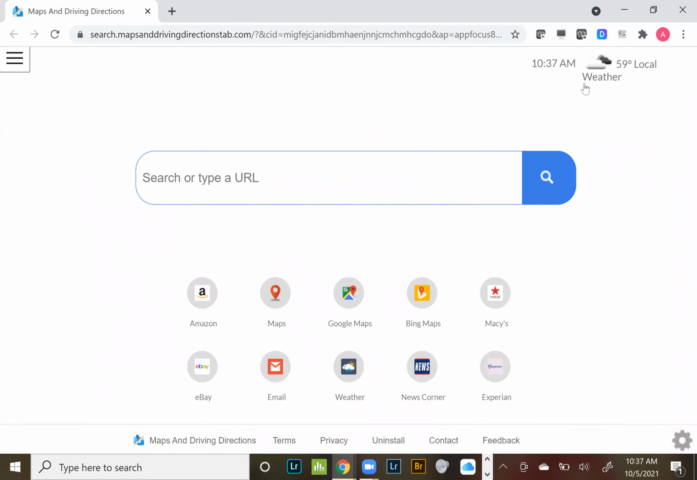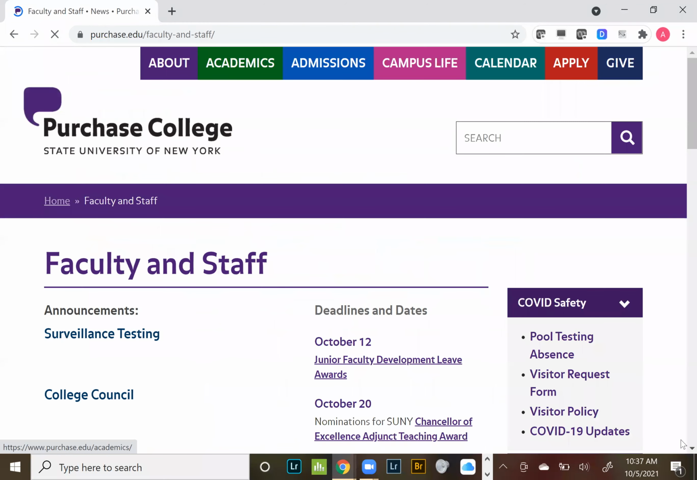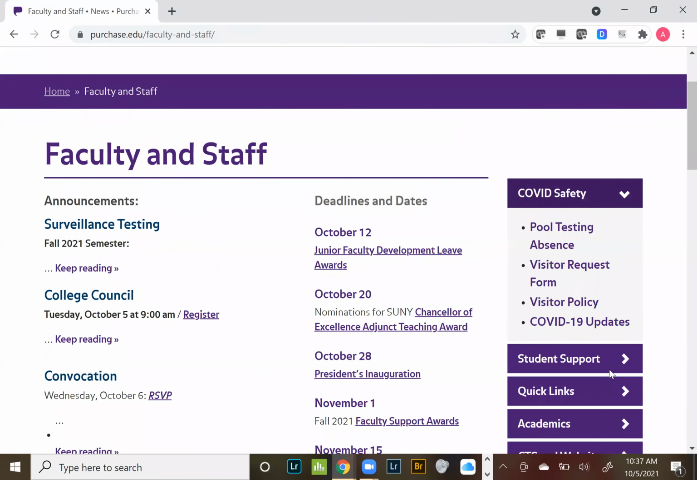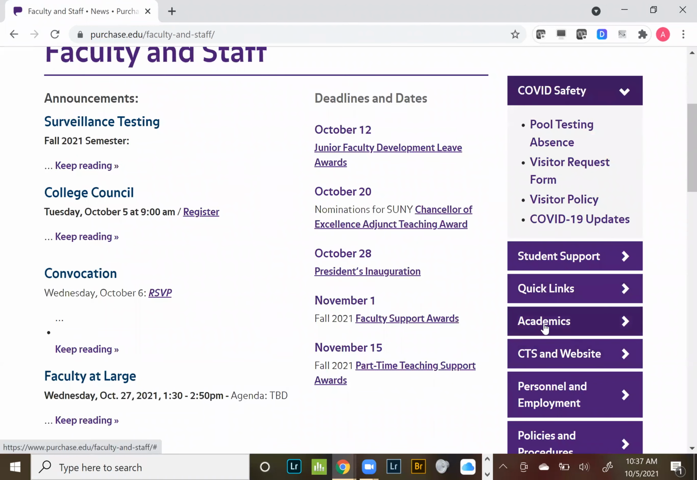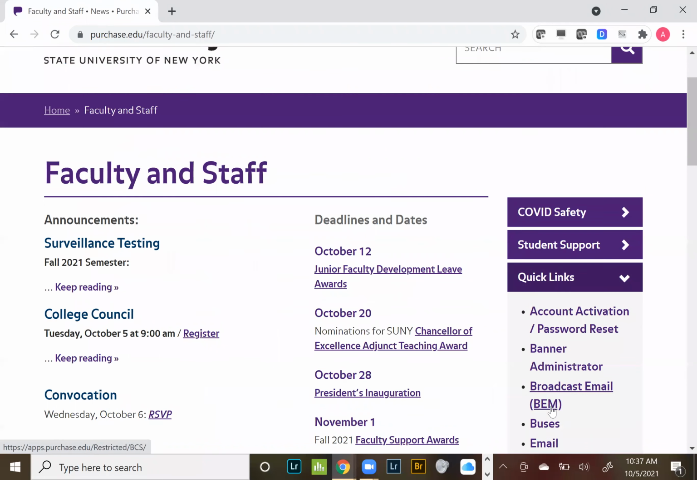In other words, I get a lot of emails in my Gmail account, and I mean a lot of them. And so if you send them to my Purchase account, I don't have anything like the number of emails in there. And so it'll be much easier for me to find them. Okay, so in other words, here's my email account at Purchase.